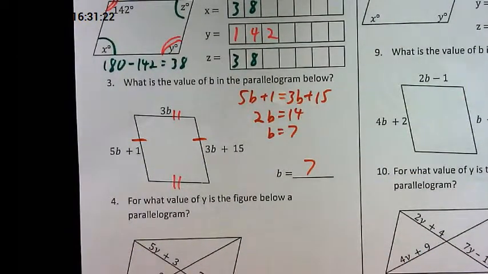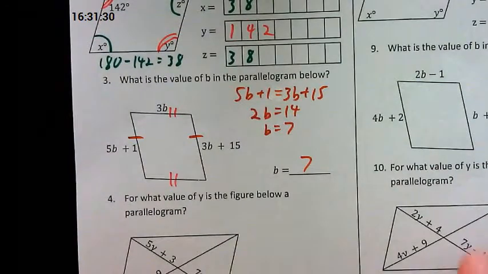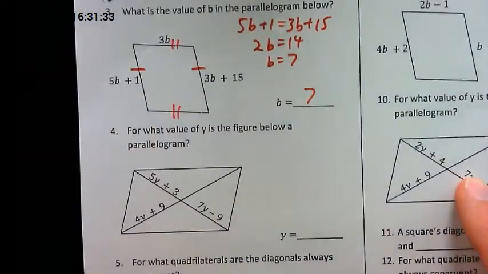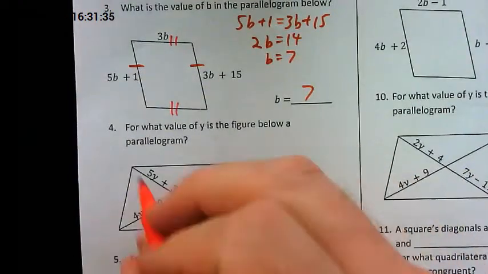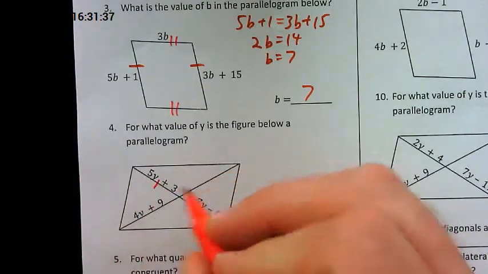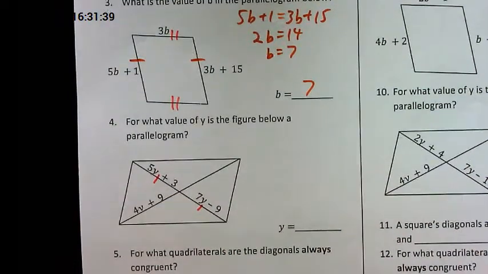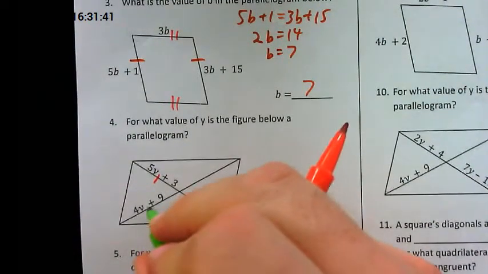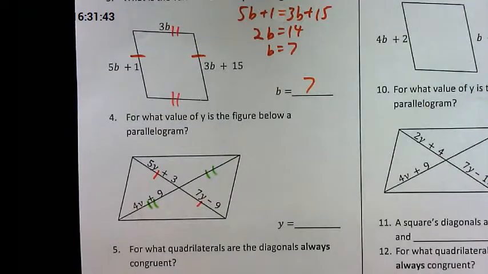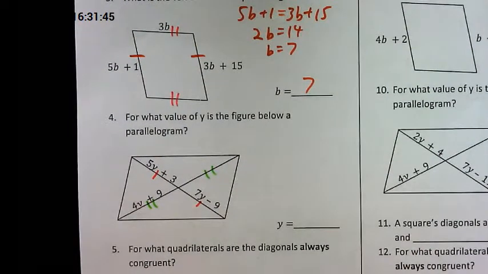For number 4, for what value of Y is the figure below a parallelogram? So, these were all supposed to be Y's, but this one really doesn't matter anyway. Oh, can't see it? Let me move it up. On this one, these two are the two that should be congruent, right? This one is only congruent with this side. So again, that one doesn't matter. We're just using the two that are being bisected here.